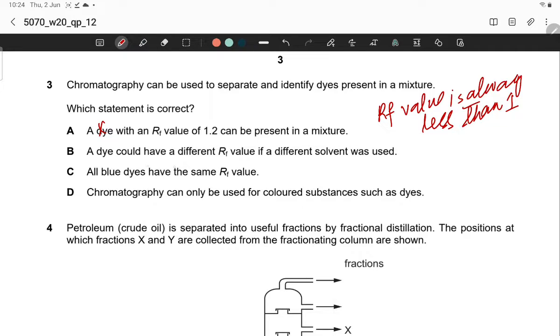A dye could have a different RF value if a different solvent was used. Yes, it must be correct, because in different solvents the solubility of dyes could be different. So B must be correct. All blue dyes have the same RF value. This is also not correct. Chromatography can only be used for colored substances such as dyes. So this is not correct, because it is used for colored and colorless substances.